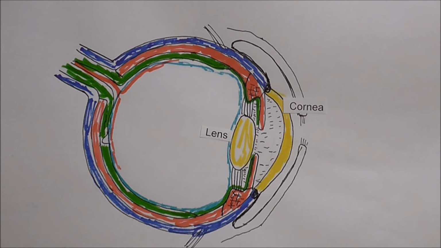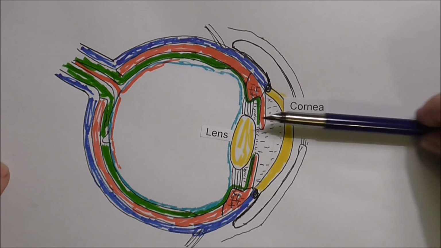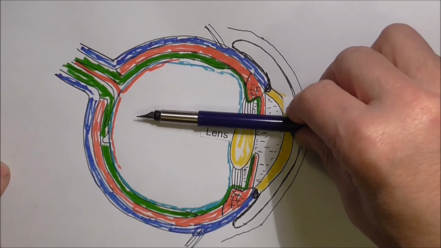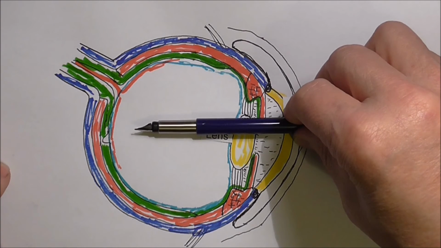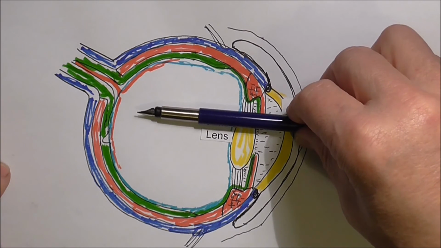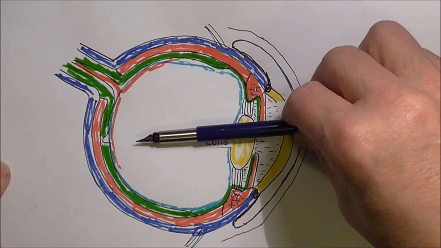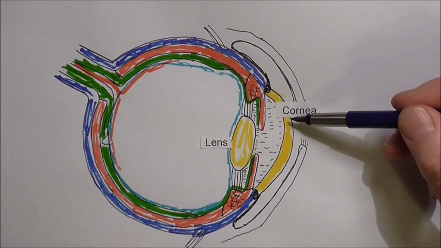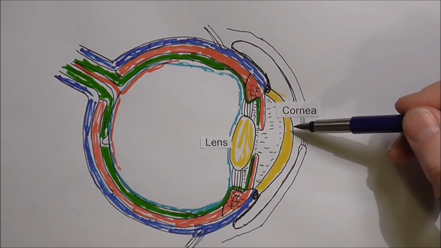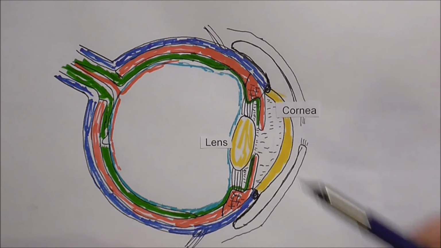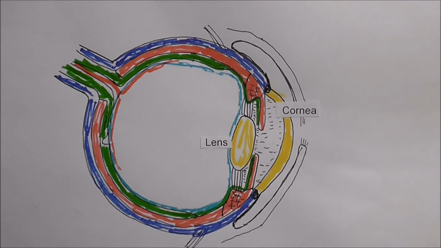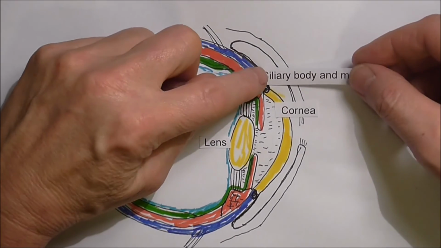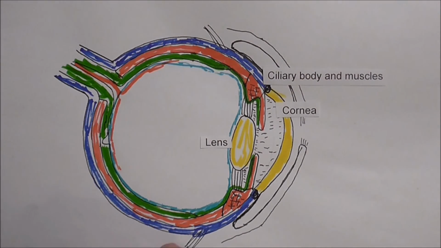Now what we mean by refraction is that the light rays come in, but then they need to be bent through a particular angle to focus them on the retina. And that angle through which the light rays are bent is the refraction. So about 75% of the refraction takes place in the cornea, the other 25% in the lens, which doesn't sound like a lot, but the lens is the bit that is flexible. The refractive index of the cornea is constant. So we need the ciliary body and muscles, which are just here.